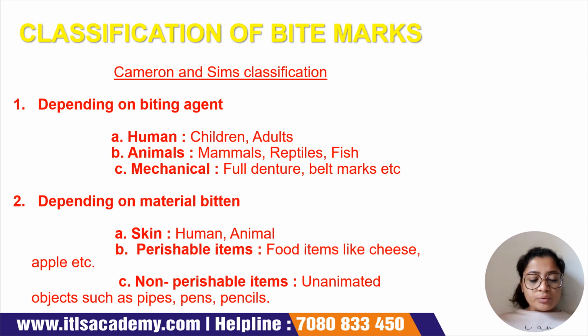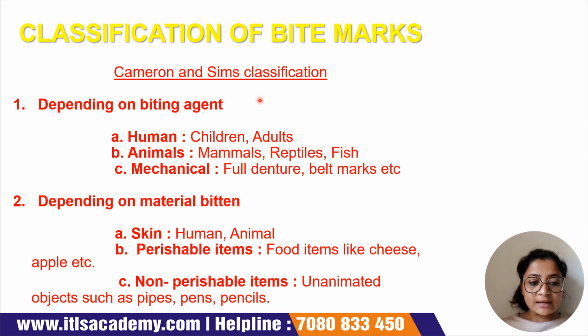Okay, now coming to a very important topic, that is classification of bite marks. Now there are different classifications of bite marks depending on the suggestions or the views of different scientists. So we will be starting about all those classification systems. I think three classification systems are there. Number one is Cameron and Sims classification. It's given by two scientists, one named Cameron and the other named Sims. This classification system is again divided into two categories. One is depending on biting agent and the second is depending on material bitten.